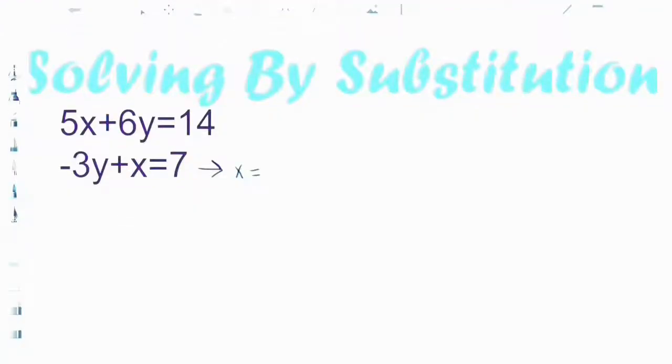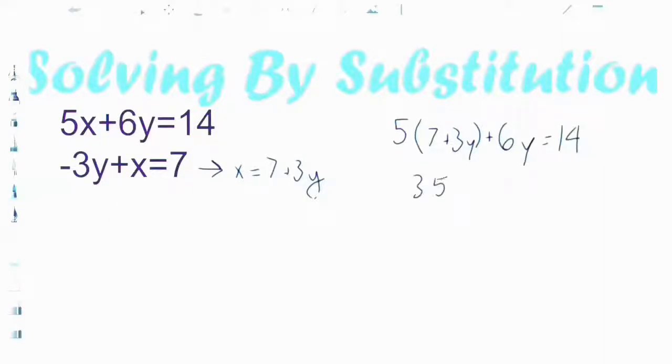On to the next question, you do the same thing, but we're going for the x value into the first equation. So it'll be 5 times 7 plus 3y plus 6y equals 14. Then that simplifies down to 35 plus 15y plus 6y equals 14. 35 plus 21y equals 14. And then finally 21y equals 21.